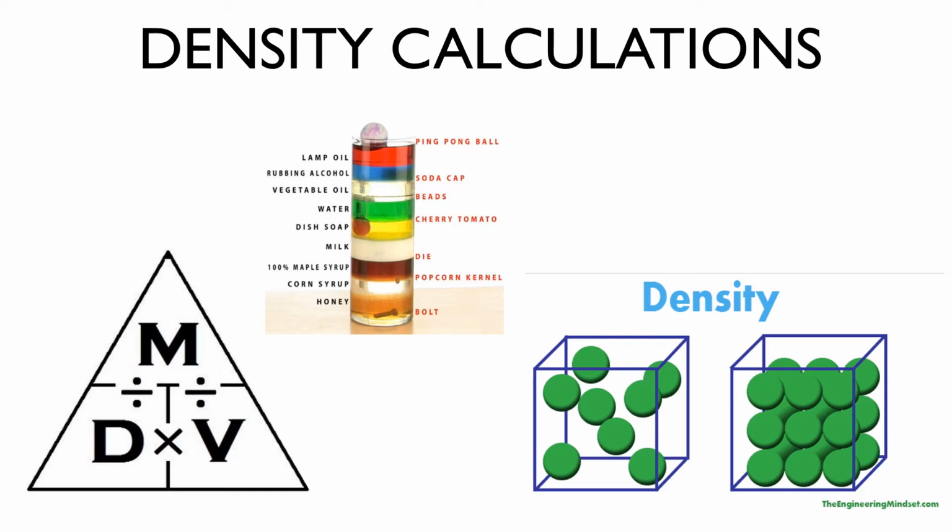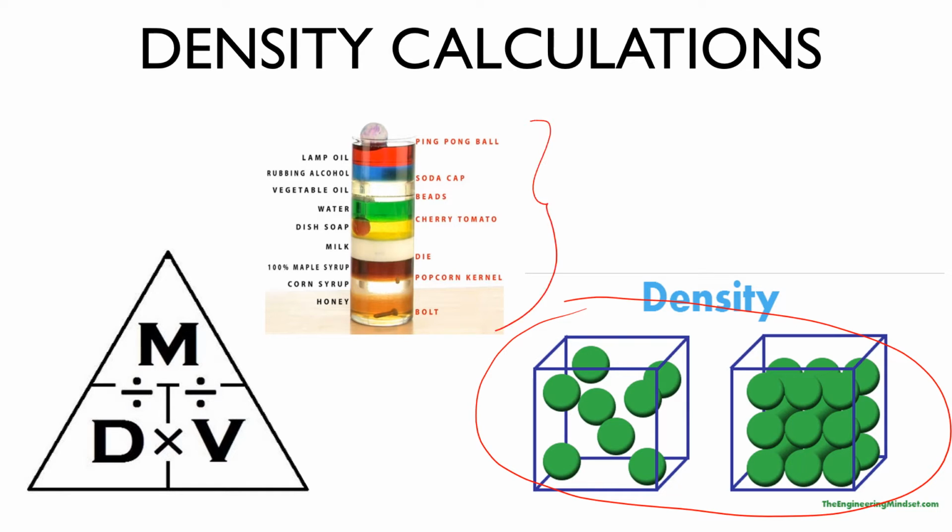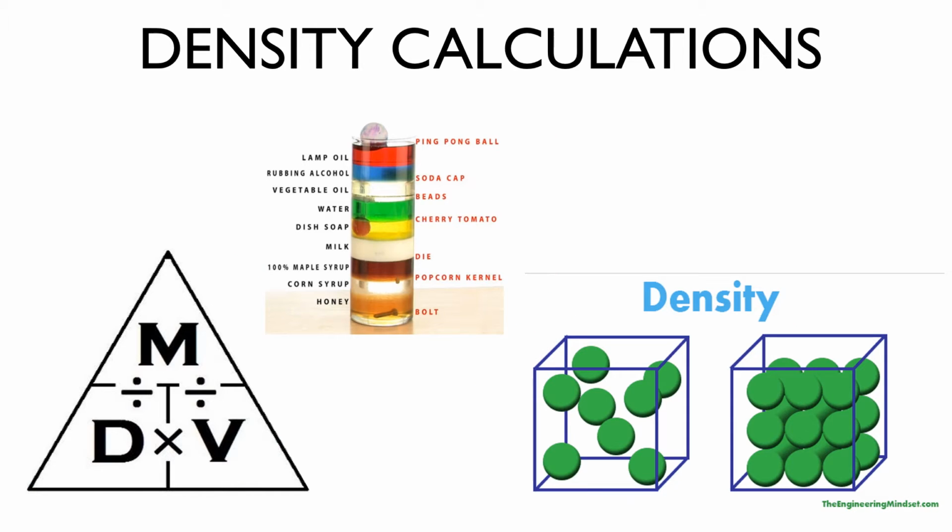Now, here, as a review, density is really how tightly packed things are. You see these boxes here? Low density would be the one on the left, high density on the right. Why things sink and float, that's also a density property. And then, of course, our little triangle here, and I'm going to show you all these applications. So at any rate, let me proceed to show you how to do these calculations.